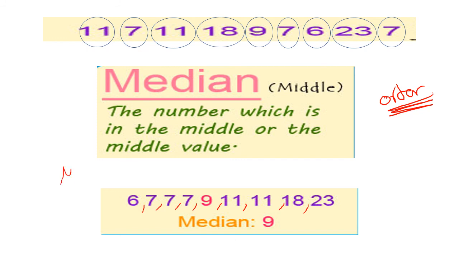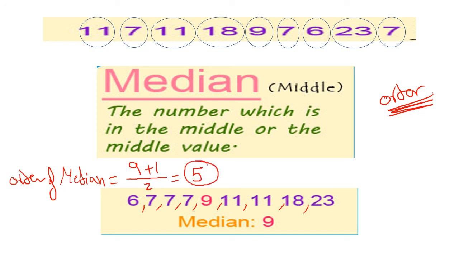So the median is the value in the middle. Before we find the median, we find the order of the median by adding the number of the values to 1 and dividing by 2. If it gives me a whole number, I take it directly. So 5 is for the fifth value. 1, 2, 3, 4, the fifth value is 9. So the median is 9.